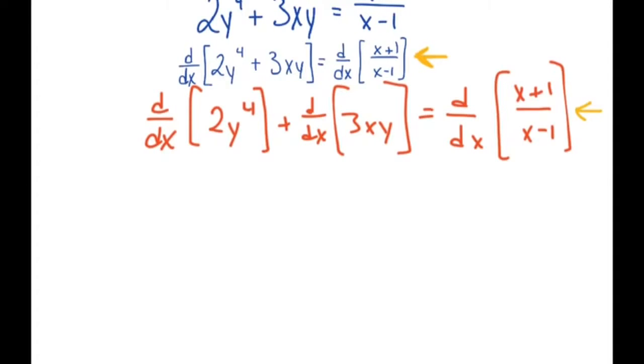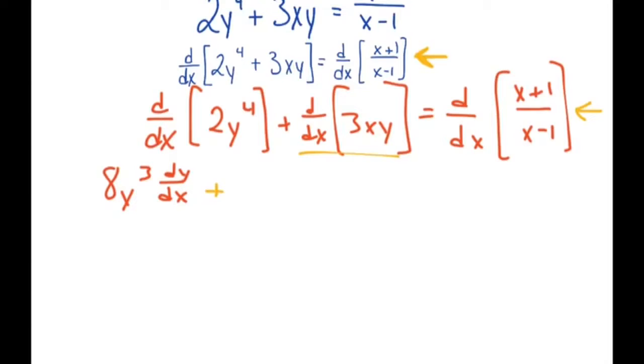You're going to first find the derivative of 2y to the fourth. So when you do that, you get 8y to the third dy over dx, because whenever you find the derivative of a y, you have to multiply times dy over dx.